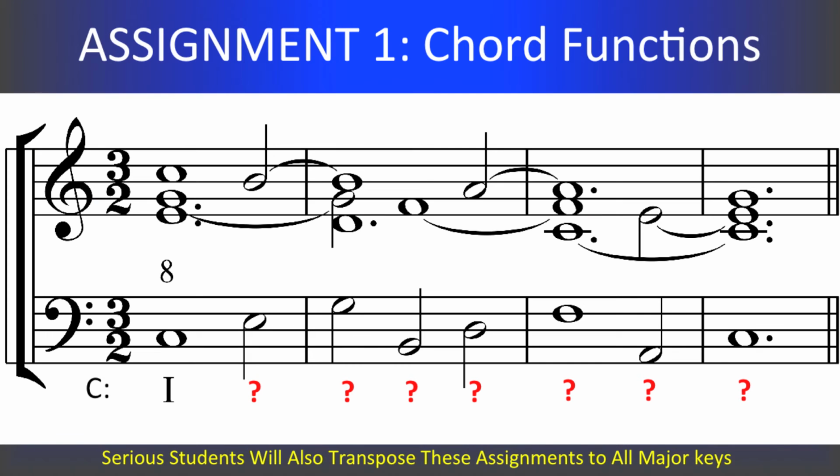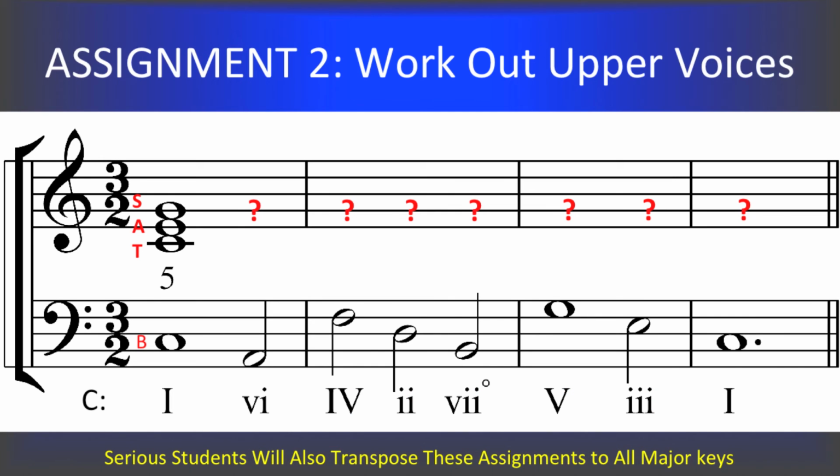Assignment number 1. You, the student, must play through this example on the piano keyboard, then fill in the chord functions, that is, the missing Roman numerals, before each bass note. Assignment number 2. The bass line, key, and function, that is, Roman numerals, are given. Also, the first chord is written out. You, the student, must work out the 3 upper voices, that is, the soprano, alto, and tenor lines.